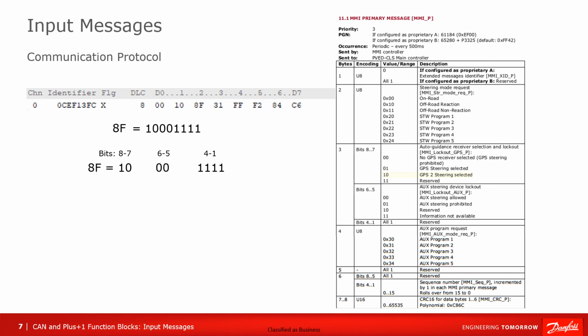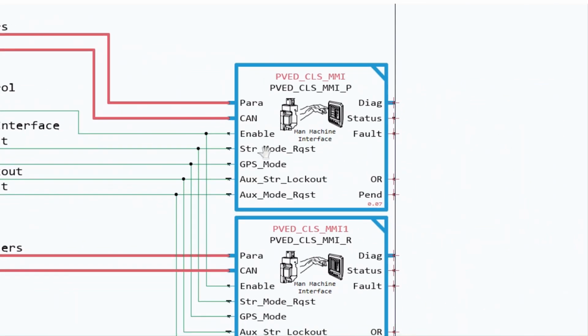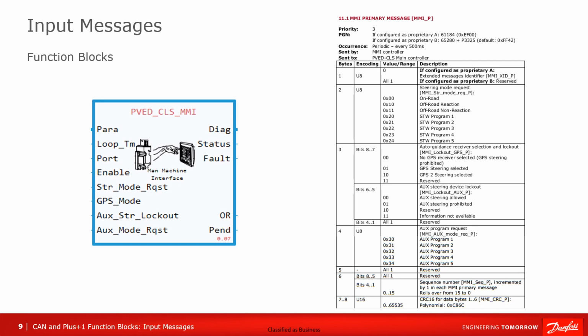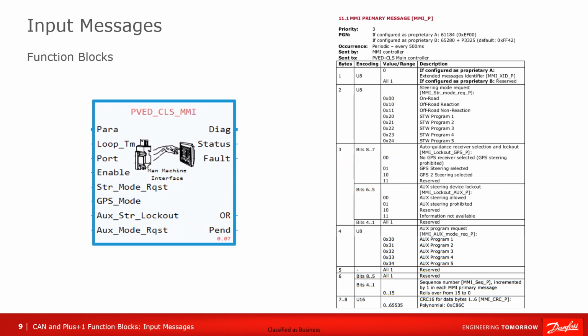This means that the MMI lockout GPS signal is transmitting that GPS2 steering is selected, and the MMI lockout aux is transmitting that aux steering is allowed. The bytes with a 0x in front of the value are already in hexadecimal, so they can be read directly from the CAN message. Function blocks can be used in Guide to format these CAN messages. For example, the MMI block contains the steering mode request, GPS mode, aux steering lockout, and aux mode request. This pre-made block simplifies the process of creating the CAN messages, as the CAN message is automatically formatted.